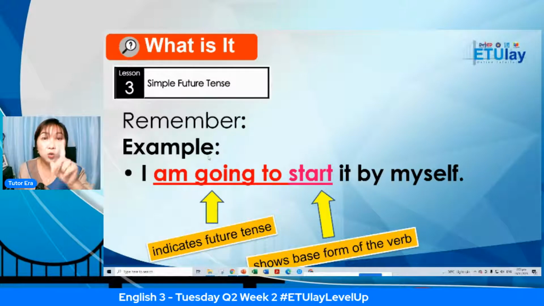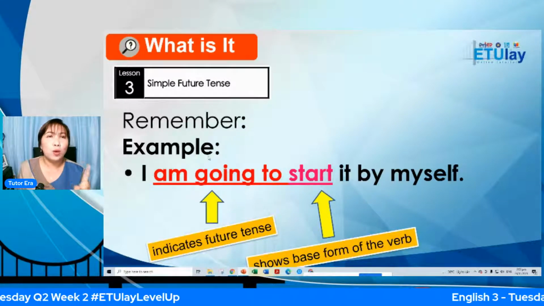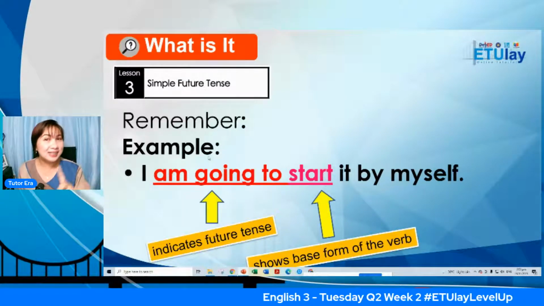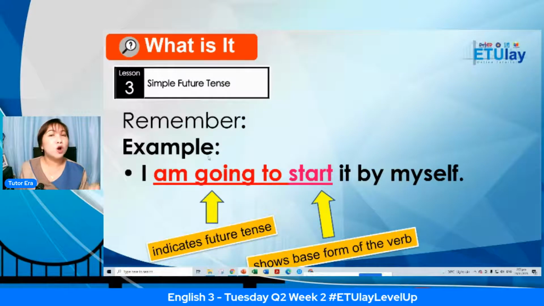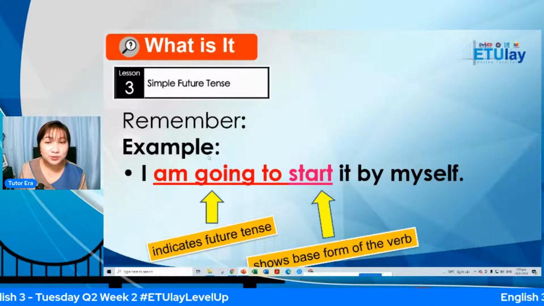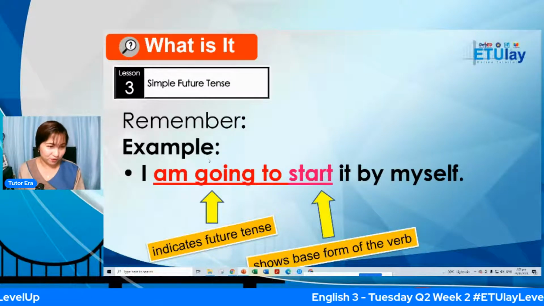You will simply add will plus the base form of the verb. Will eat, will sing, will dance, will jump, will study, or I'm going to, is going to, are going to, plus the verb or the base form of the verb.